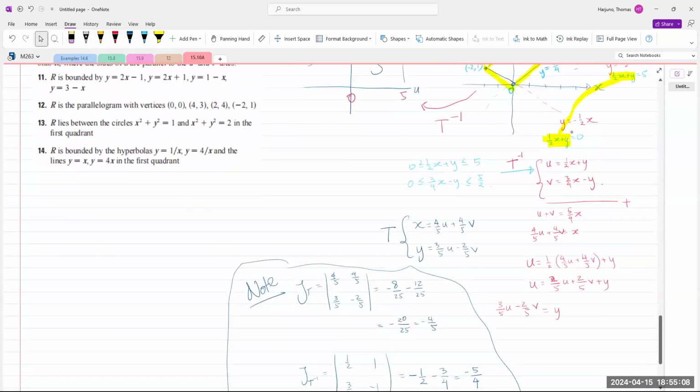Now let's see number 14. This will be the last part for today, number 14.